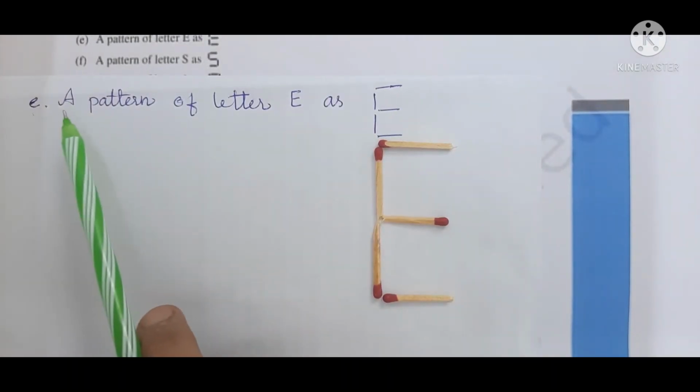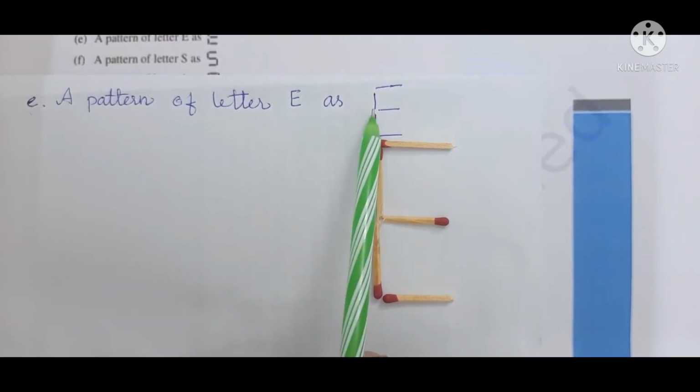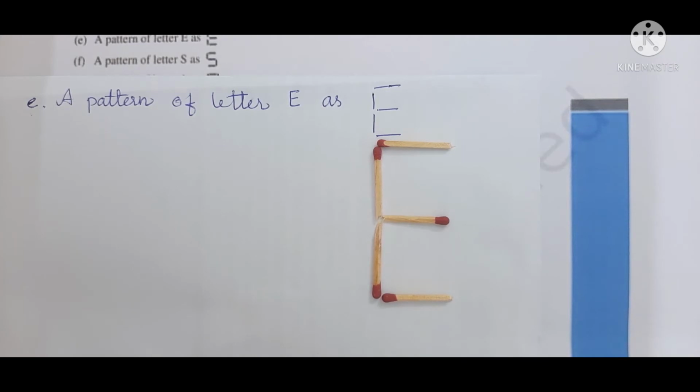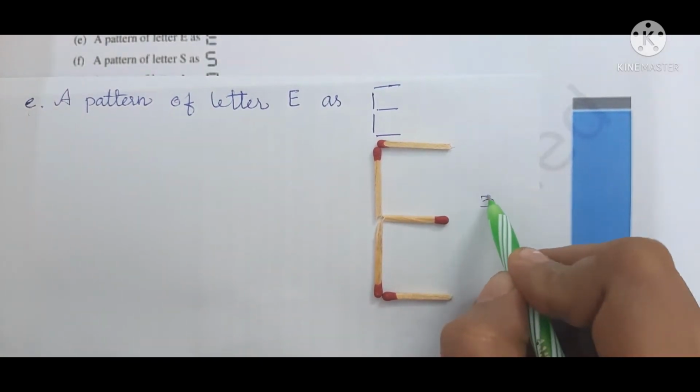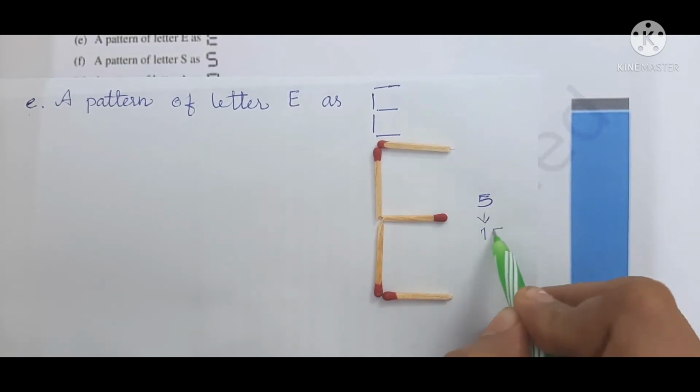Coming to E, the question is a pattern of letter E as E. So here we have to make the E letter. I have already made an E letter with the help of matchsticks. So how many matchsticks are here? 1, 2, 3, 4 and 5. So we find that 5 matchsticks are needed for making one E.